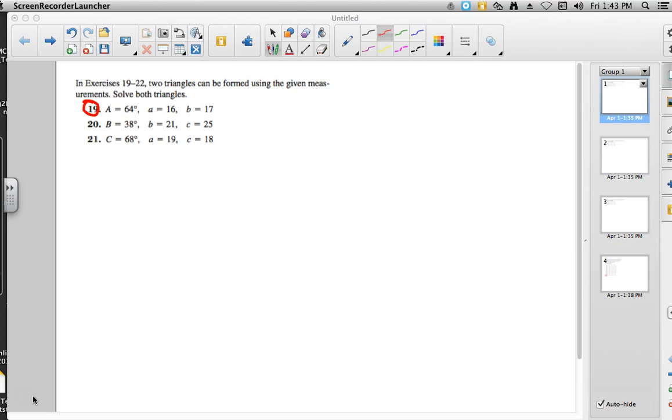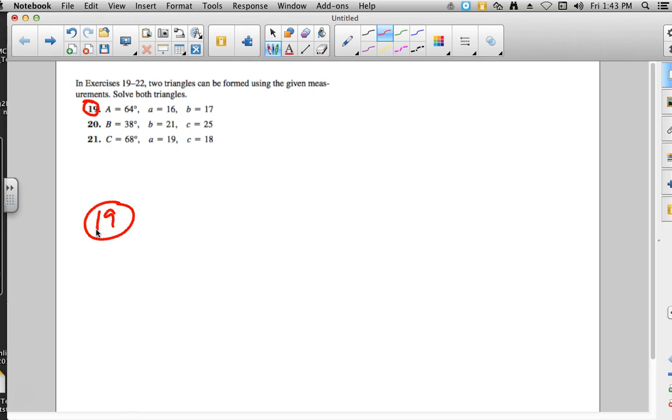Solve both triangles. And I guess I'm kind of upset that they told us there's two triangles here. I mean, that's something we would want to investigate ourselves anyway, so I'm still going to do that. I'm going to show the mathematical proof that we get two triangles. So we start this way.